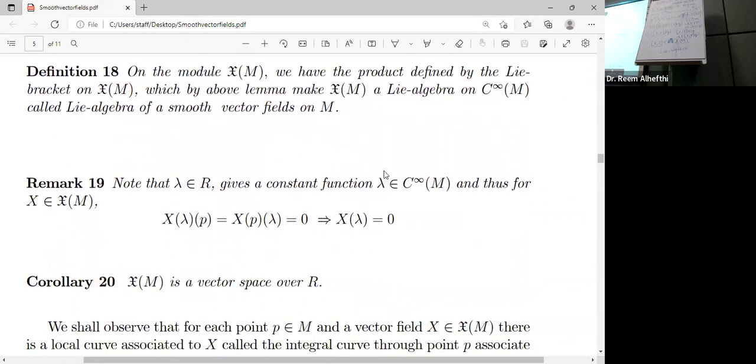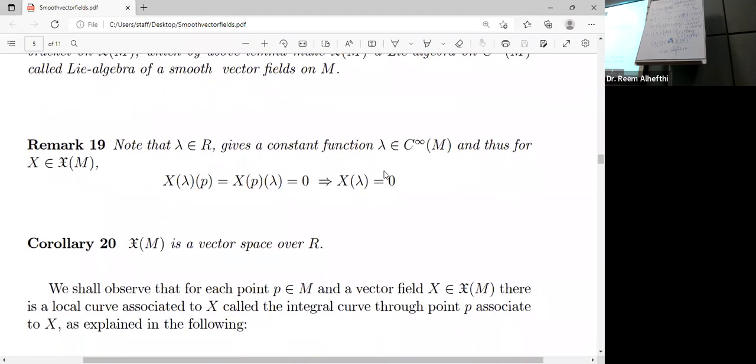And as you have seen, because constants are also smooth functions, like a tangent vector operating on a constant is 0, a vector field operating on a constant is also 0.